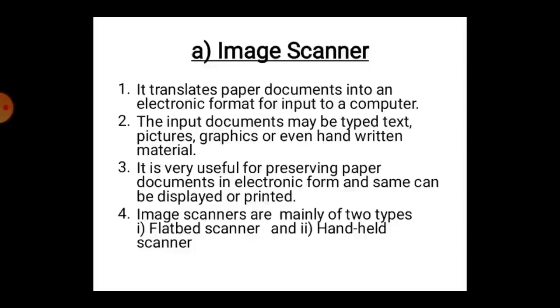Point number 1, it translates paper documents into an electronic format for input to a computer. Point number 2, the input documents may be typed text, pictures, graphics, or even handwritten material. Students, the image scanner, as you know, scans the total image on the paper and converts it into electronic format which the computer can understand. So on that paper it can be any text material, picture, graph, or even handwriting. It will scan the document in total.